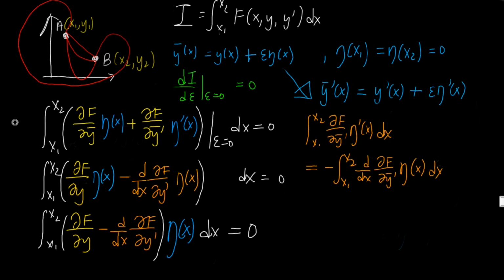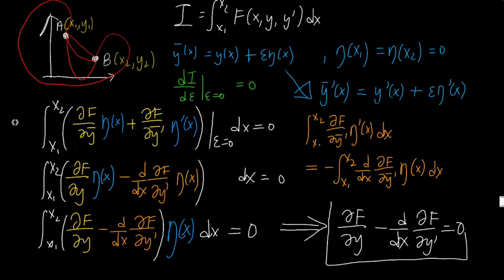For an integral to be 0, the inside of the integral must also be 0. And eta can't be 0, since we can't have 0 variation, or else nothing that we've done so far makes any sense. Well, then that must imply this term right here must be equal to 0. And so that implies that partial f partial y minus d by dx of partial f partial y prime must be equal to 0.